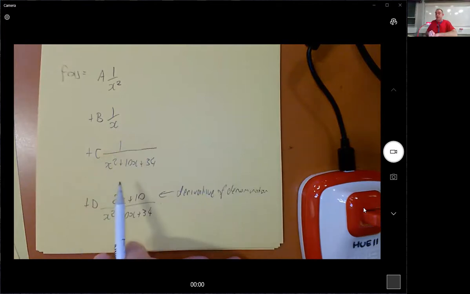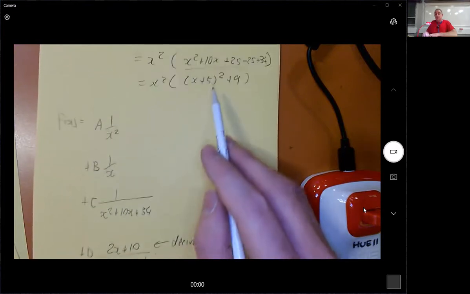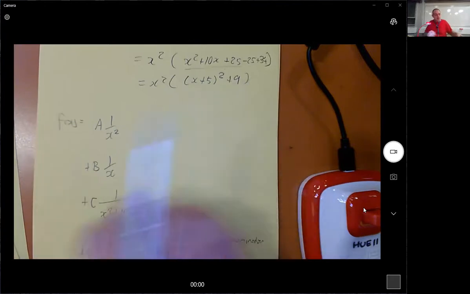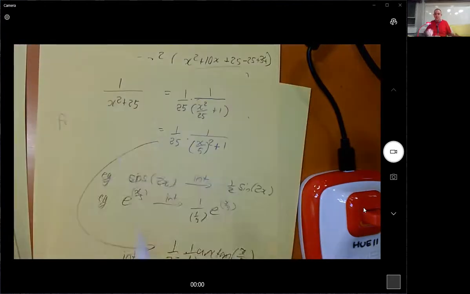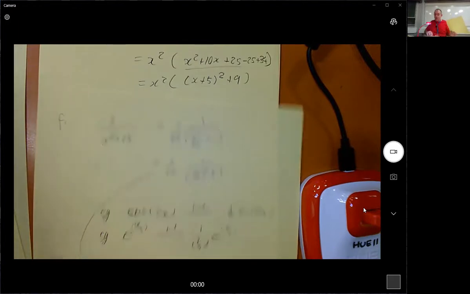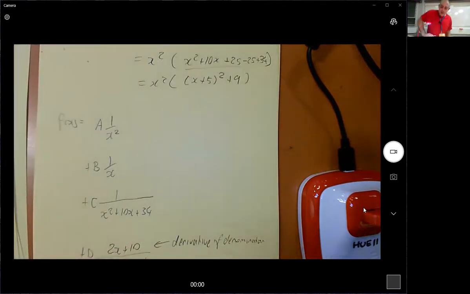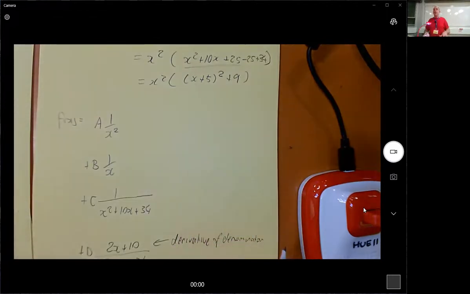I do know how to actually integrate this, because if I do complete the square like this, then it looks quite like one of these, but with an x plus 5 instead of an x. And so what will happen is that when I integrate it, there'll be like an x plus 5 here. So I do actually know what to do with that. But what I'm going to do is hope that this one comes out to 0. Because if it does, then I won't have to do it. But if it doesn't come out to 0, then I'll have to deal with it.